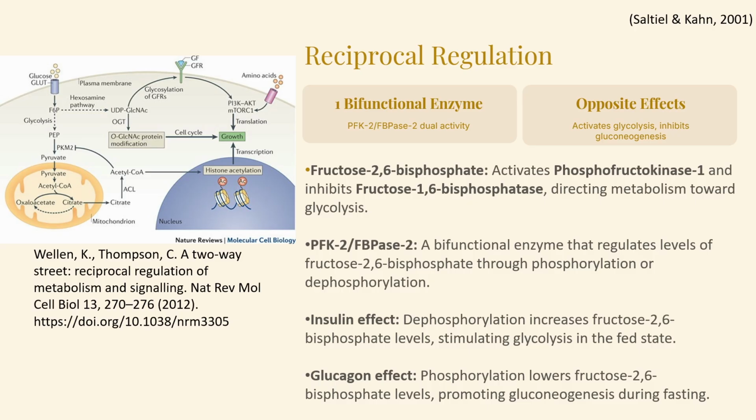During fasting, the hormone glucagon becomes dominant. Glucagon activates protein kinase A, which phosphorylates the bifunctional enzyme. This activates the phosphatase portion, lowering levels of fructose 2,6-bisphosphate. As a result, glycolysis is inhibited and gluconeogenesis is stimulated, allowing the liver to produce glucose and maintain blood glucose levels for the rest of the body.